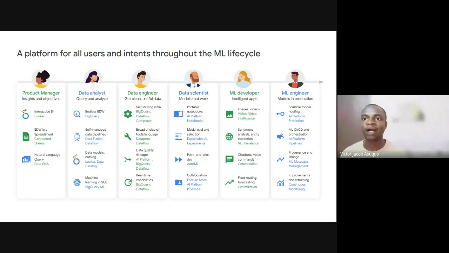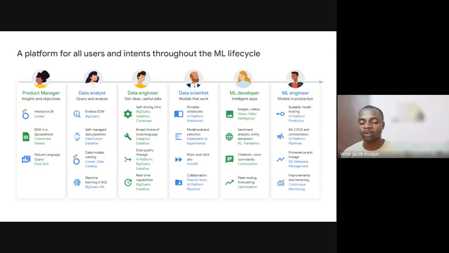Next, we also have data engineers. How do data engineers use Vertex AI? They use it to clean and get useful data out of the mess. So there is self-driving infrastructure, looking at BigQuery, Dataflow, and things like Composer, which you can use to work with your data, to engineer your data. It also provides a broad choice of tools and languages, talking about Dataproc and Dataflow. We also have data quality and lineage.